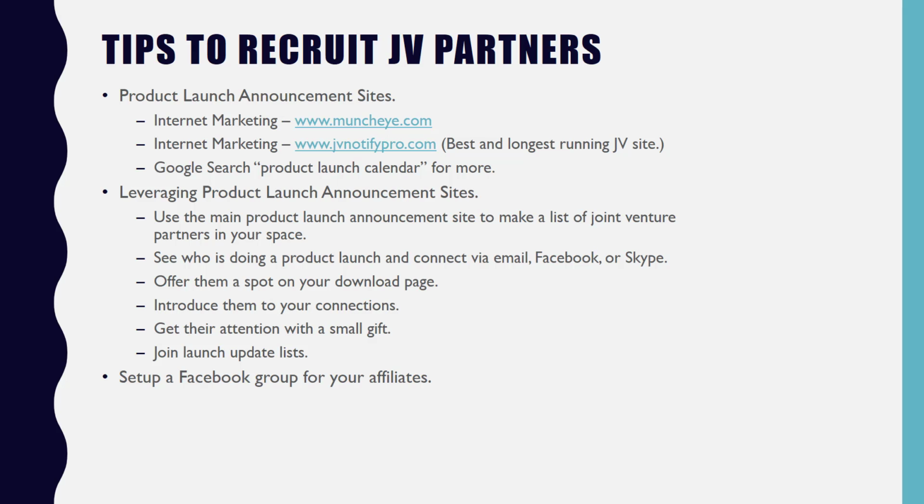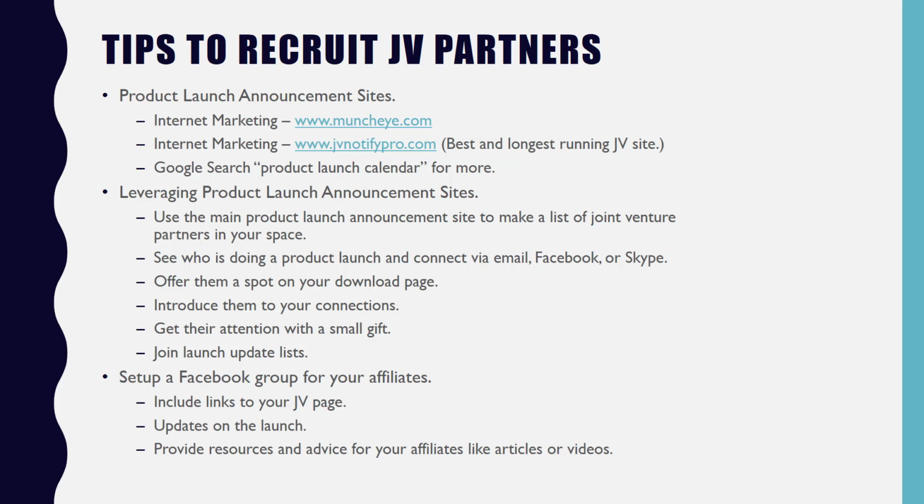You could do a search for animal affiliates or pet training affiliates, just to find affiliate partners in your niche market. There might be a Facebook group where they're hanging out, but you could also create your own Facebook group and include links to your JV page in there, include updates on your product launches, and provide resources and advice for your affiliates.